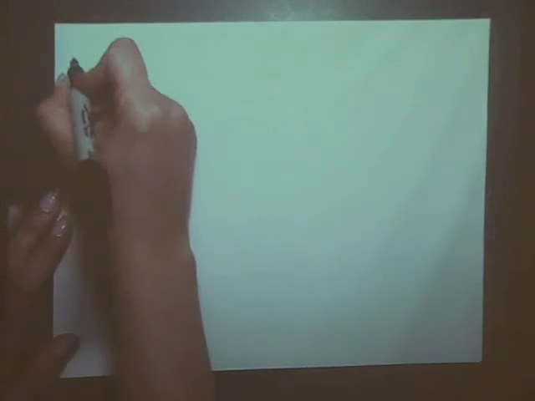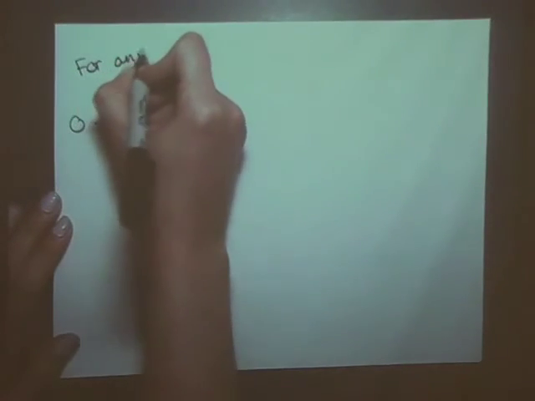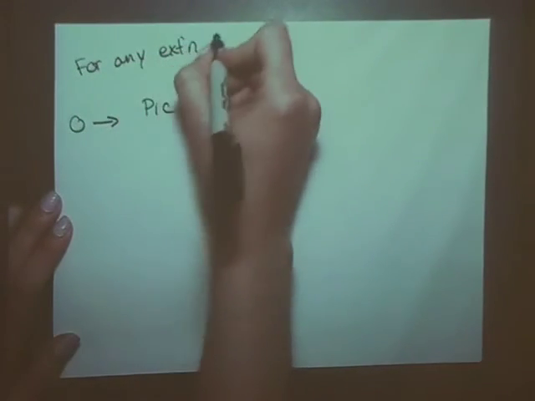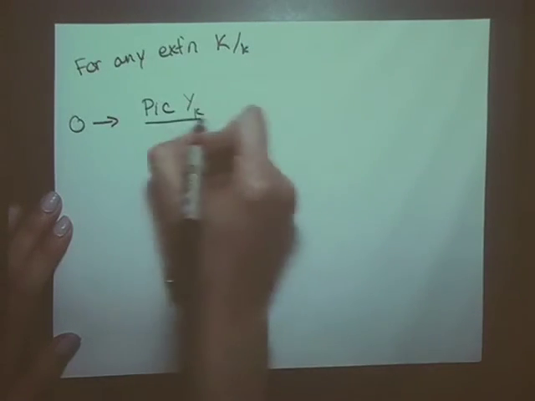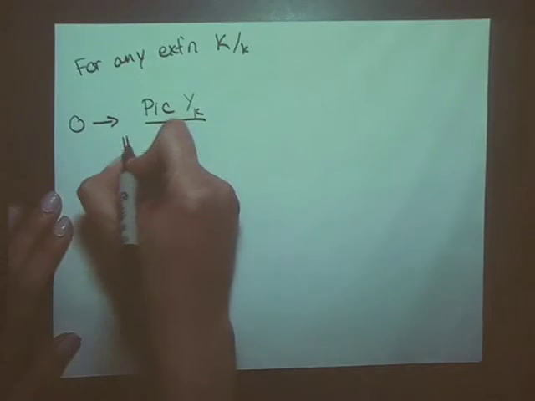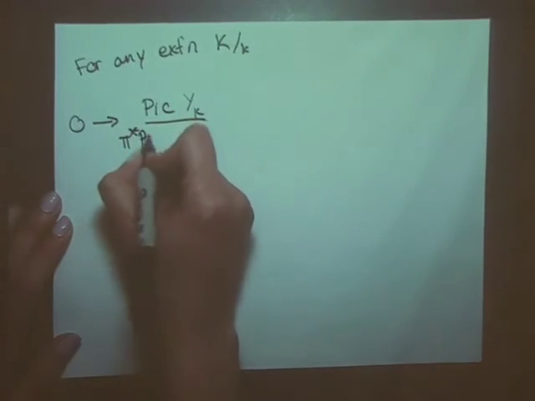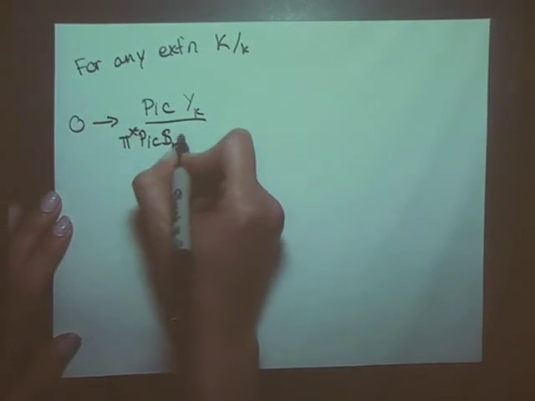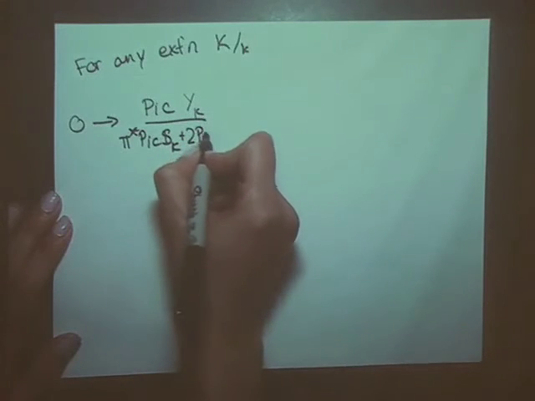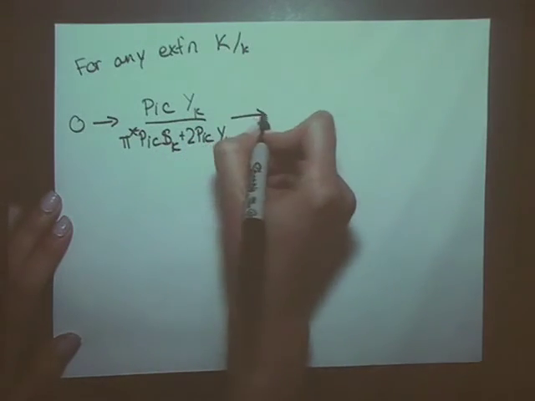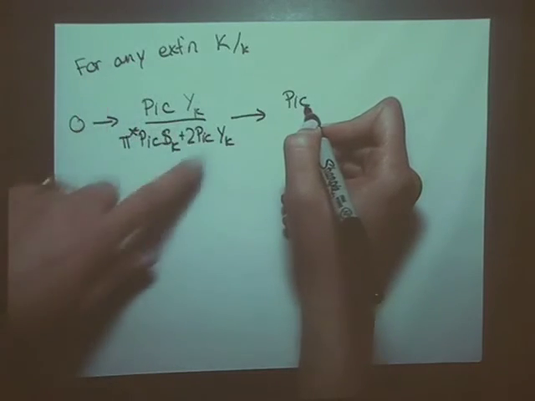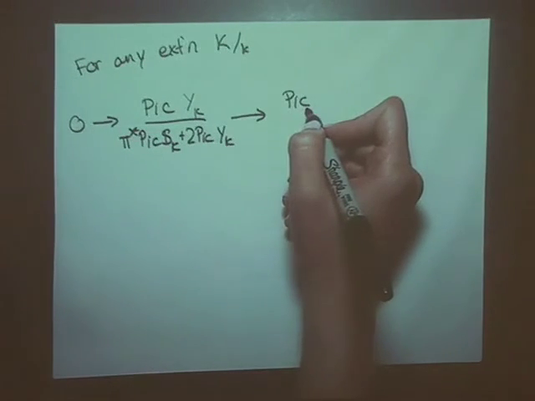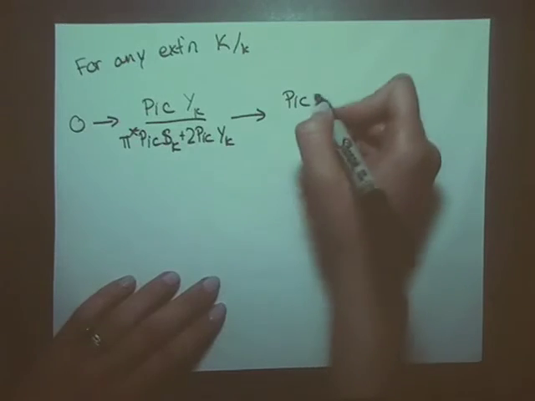So for any extension, capital K over little k, we can get the Picard group of Y over that extension mod the pullback of the Picard group of S plus 2 Pic Y_k. This is the way I can get residues which are in the kernel of the pullback map.